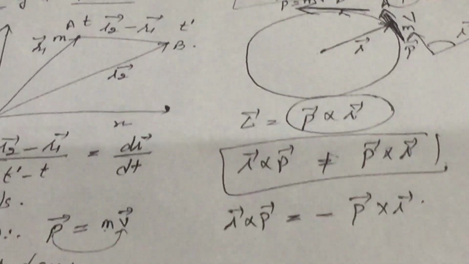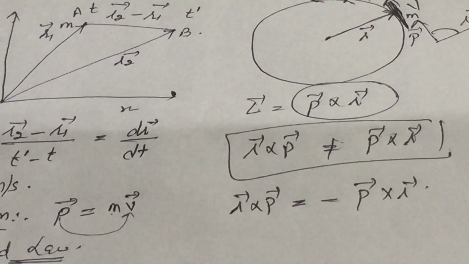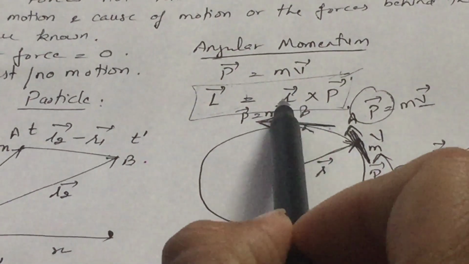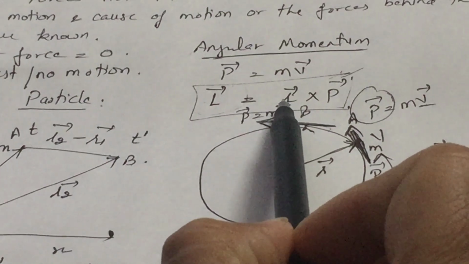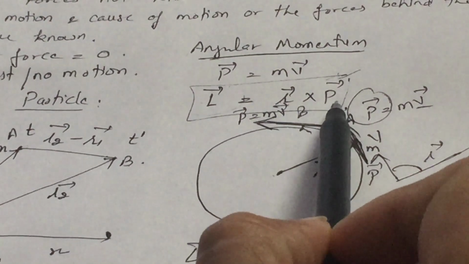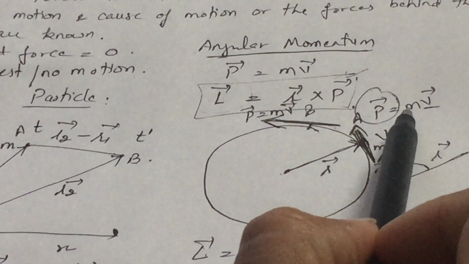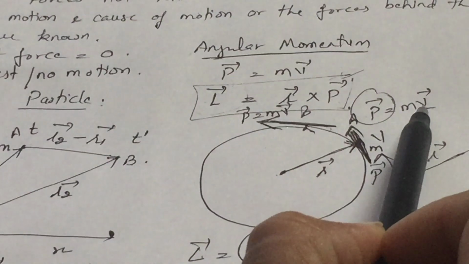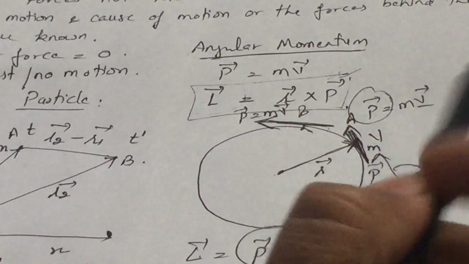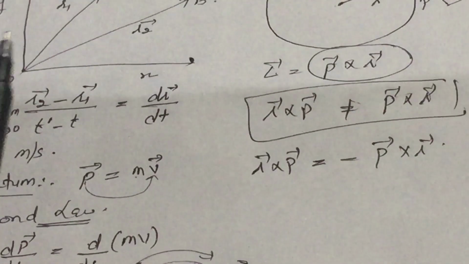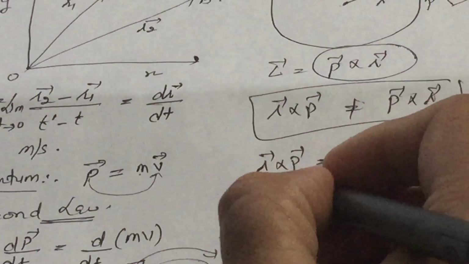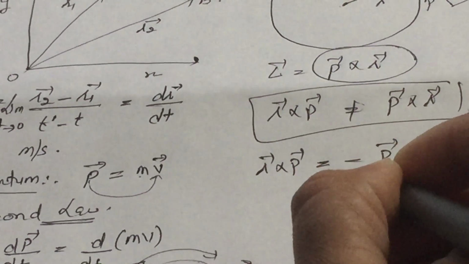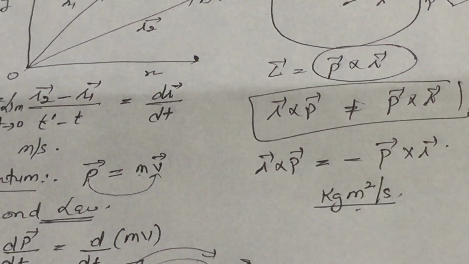And the SI unit of angular momentum we can easily find out from our relation L is equal to R cross P. R can be replaced in terms of unit with meter, and as P is mass into velocity, mass can be replaced with kilograms, velocity can be replaced with meter per second, and the SI unit of angular momentum is given by kg meter square per second. This is the SI unit.